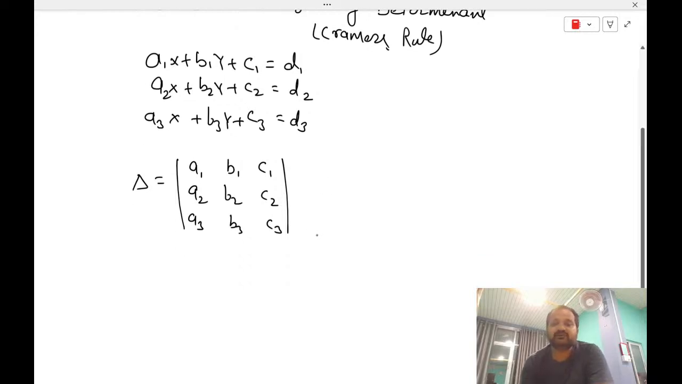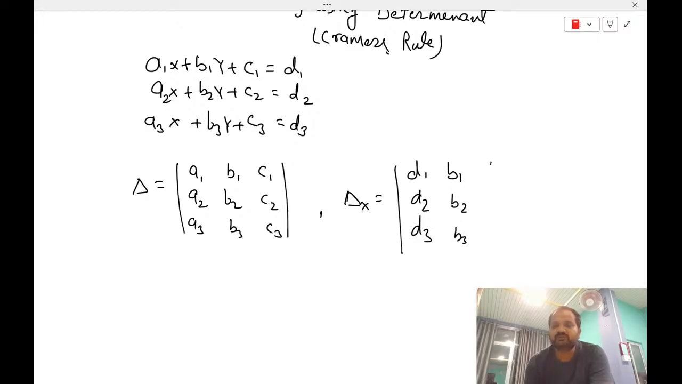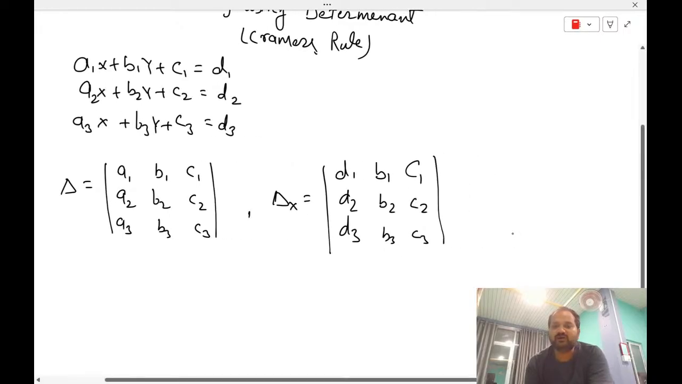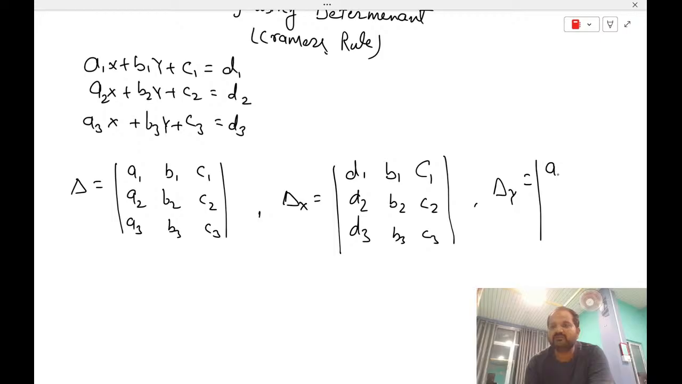So now we will write delta x. How can we write delta x? We will replace the x coefficients with the constant values. So delta x will be d1, d2, d3, and the remaining terms will be as they are, that is b1, b2, b3, c1, c2, c3. Okay, now we will write delta y. We will replace the coefficients of y with the constants d1, d2, d3, and the remaining will be the same. So a1, a2, a3, in place of b1, b2, b3 it will be d1, d2, d3.